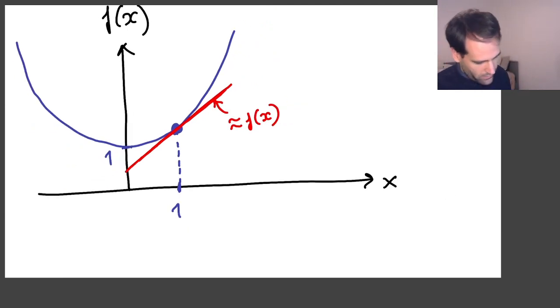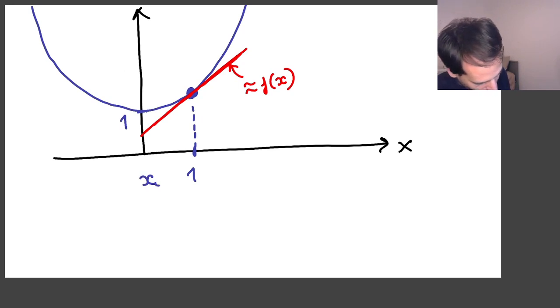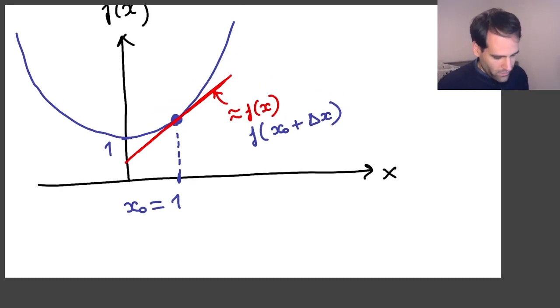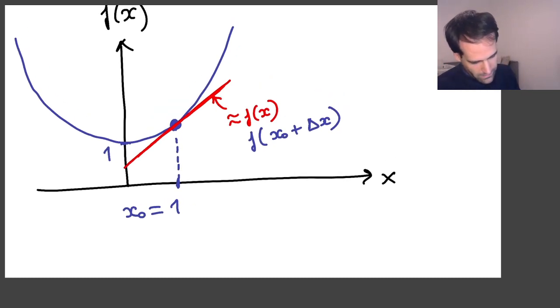So one thing we can do is this value of 1, we can call it x0. And then we can say that f of x is f of x0 plus delta x. So for example, if we want to find f at x equals 2, which would be here, then delta x is equal to 1. If we want to find it at x equals 0, which is here, then delta x is equal to minus 1. But normally this approximation is better when delta x is very small.